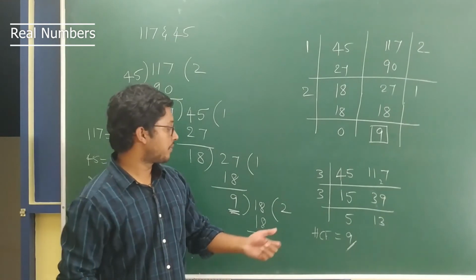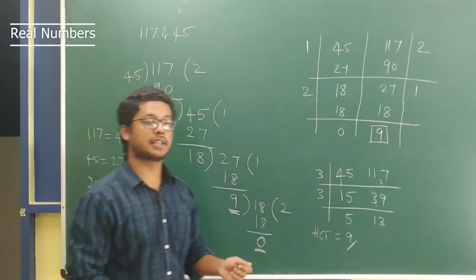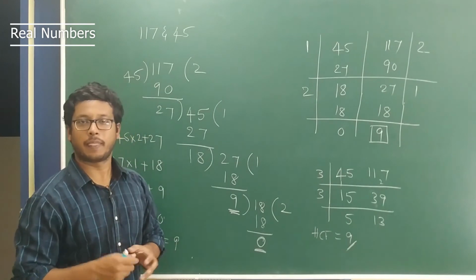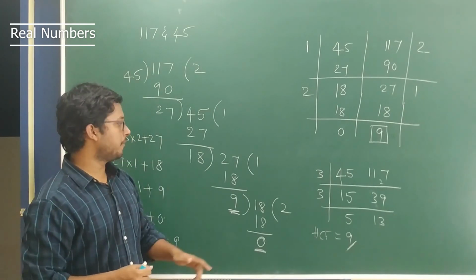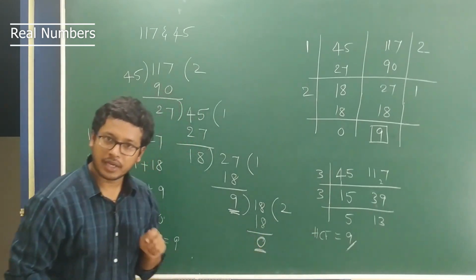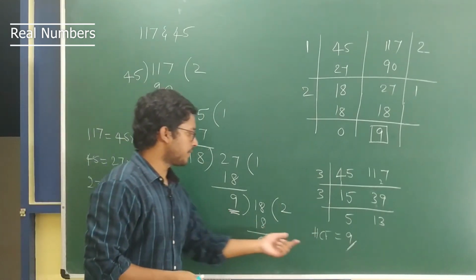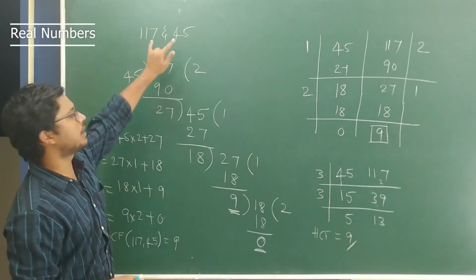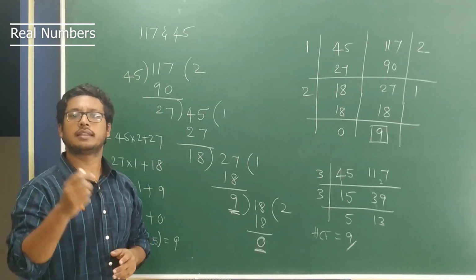Correct. So this is how we find the HCF using Euclid's division lemma. Furthermore, this HCF can now be expressed in terms of the given numbers. So this is what we are going to study in the next video.